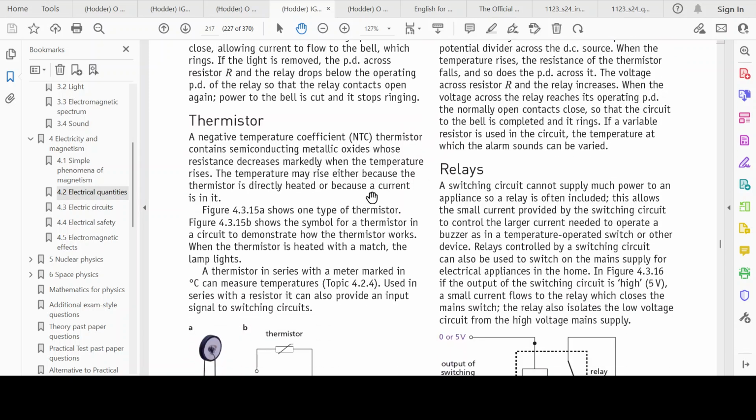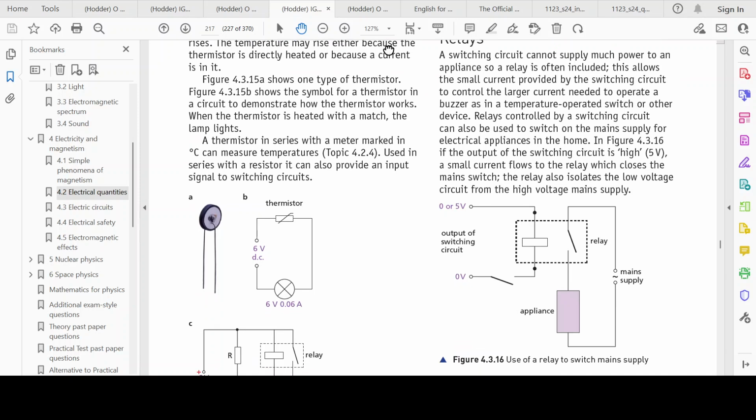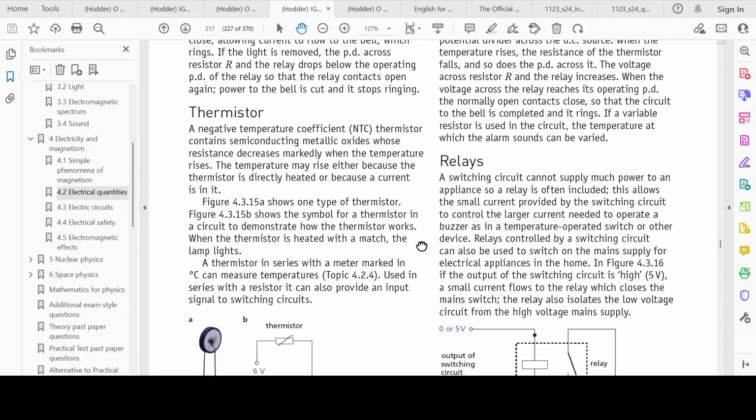Is this making sense? Yeah. Okay, that's good. Now a thermistor, right? How is that used as a relay?